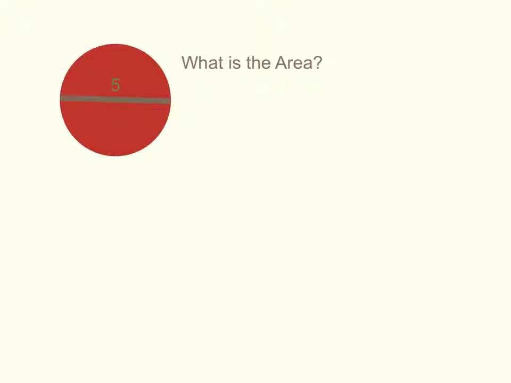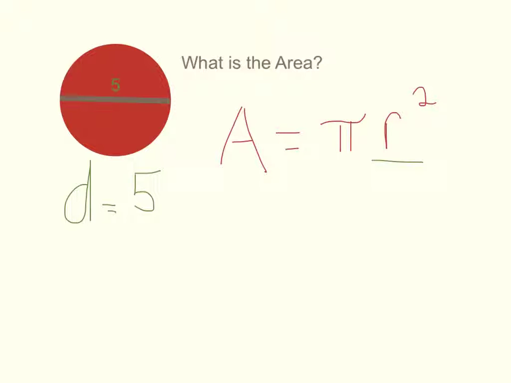We're going to look at how to find area when we're given the diameter. Our formula to find area is A equals pi r squared. In this case, we don't know any of this information. We don't know the area and we don't know the r. But I can find r. I know that the diameter is 5. That means that the r is 2.5.